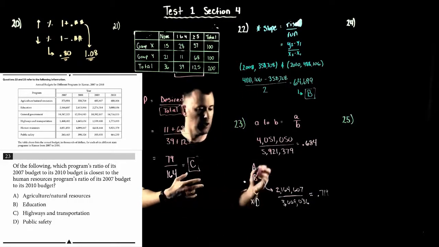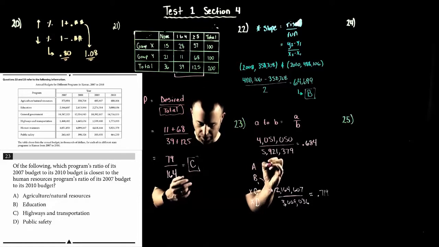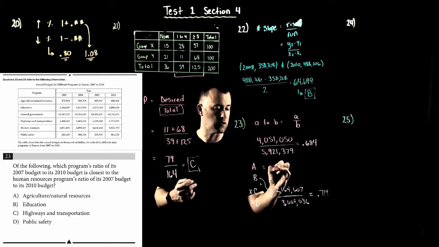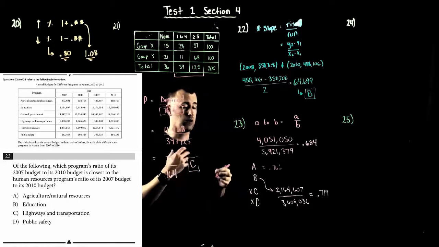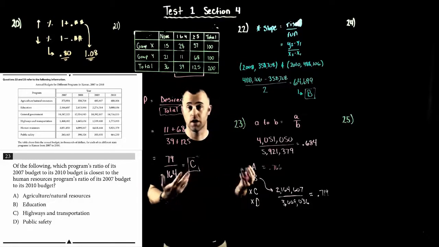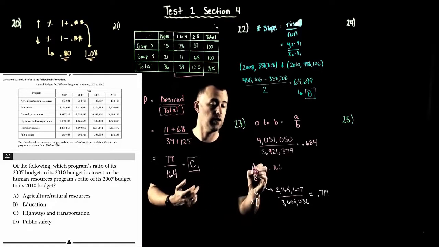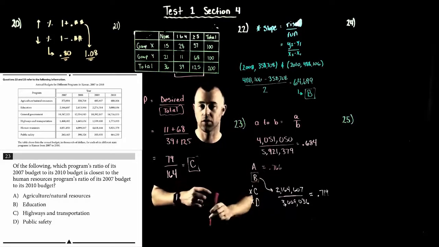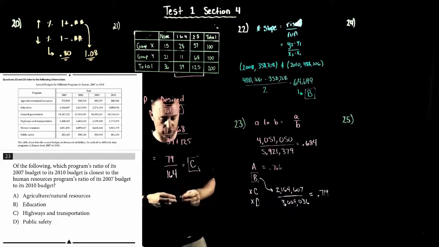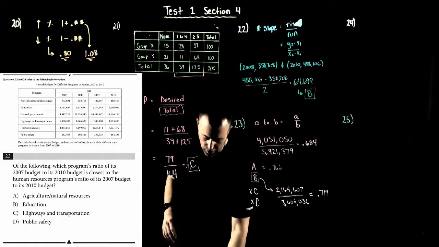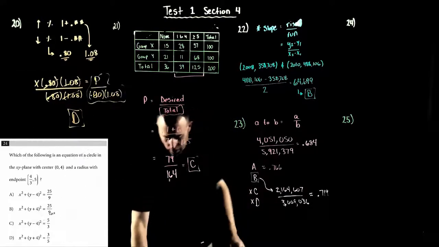And when you look at A, when you divide those, that's going to approximately give you 0.766. So these are the two closest. Now again, if you can't tell, you've got to test the other ones. You just plug them into your calculator, test as quickly as you can, but you're going to end up with B being the closest number. So B is going to be your answer for 23. So that's 23. Next up, 24.